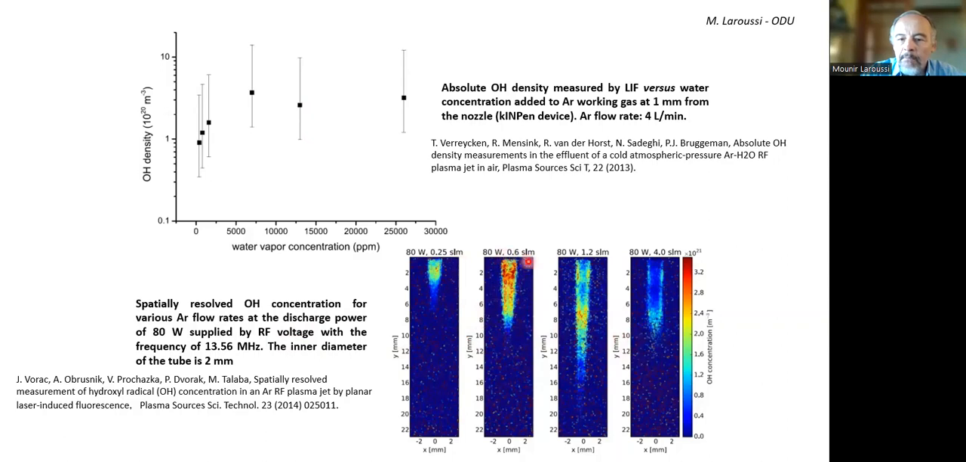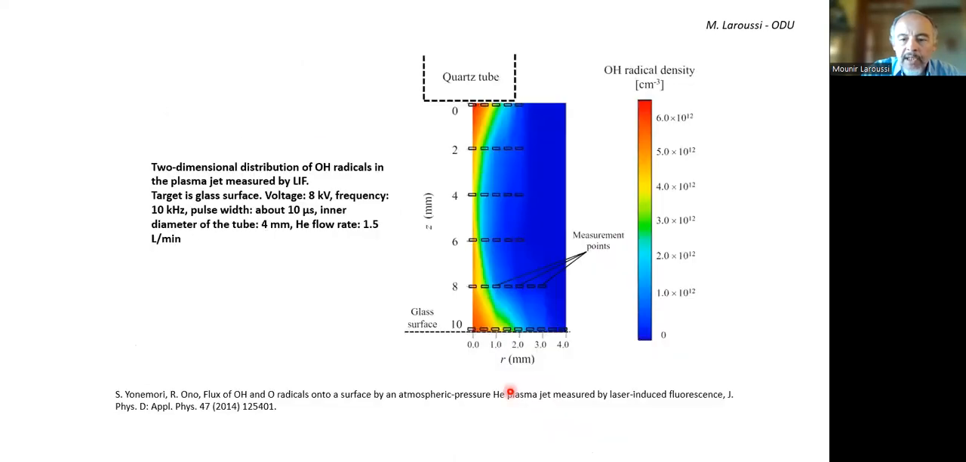with different flow rates at a fixed power. So you can see that at a certain flow rate you get the maximum, better distribution of OH. This is if you put a target, because ultimately you want to apply this on the target. So this is the two-dimensional distribution of OH all the way from the nozzle of the device down to the target. So you can see that the OH is maximum both close to the nozzle and on the surface of the target, and of course diminishes as you go radially.